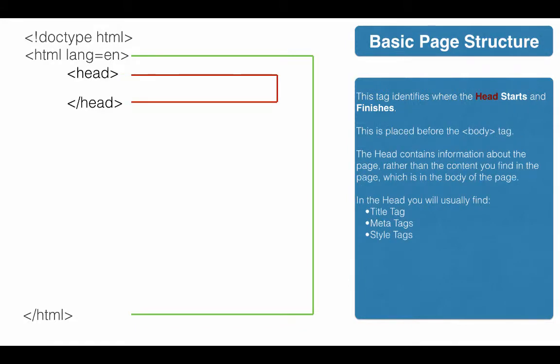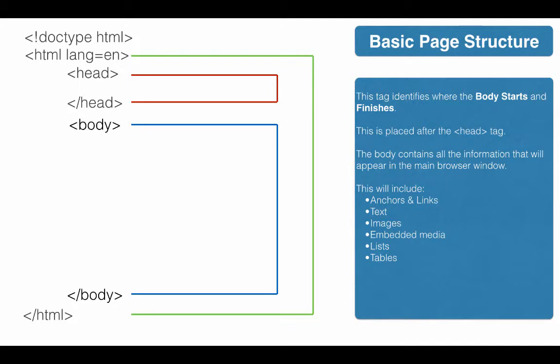The next two sets of tags we put in are the head tag and the body tag. The head tag is where we place the information about the page, and the body tag is where we put all of the content we actually want to have appearing in the main browser window.